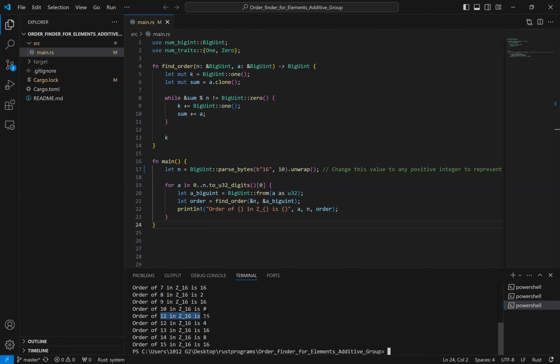11 is relatively prime, so the order should be 16. For 10 and 16, the GCD is 2, and therefore 2 divided into 16 should give us the order, which is 8.